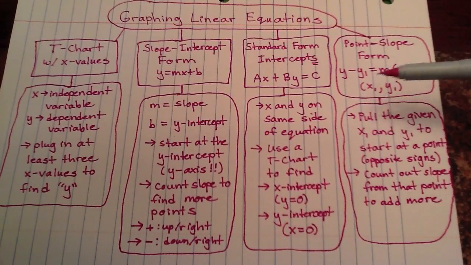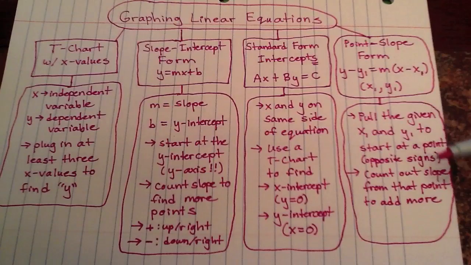So just remember x1 and y1, and that it's always the opposite sign because this was a negative. So if you have a negative there, you know you're pulling out a positive of those. And if you have a positive, you know you're pulling out a negative of them. That's what I put down here. So you pull the given x1 and y1 out to start at a point. Make sure you have the opposite signs of what they are. Then you count out your slope from that point to add more.